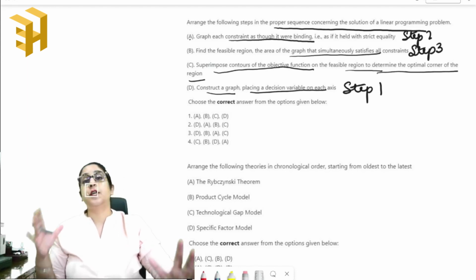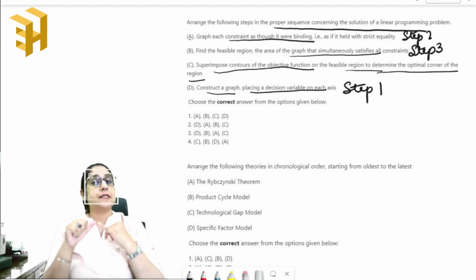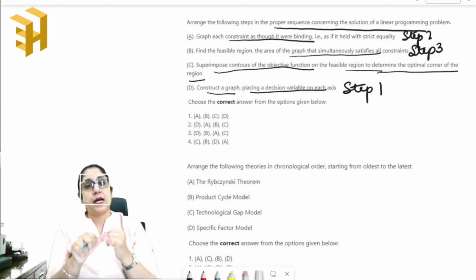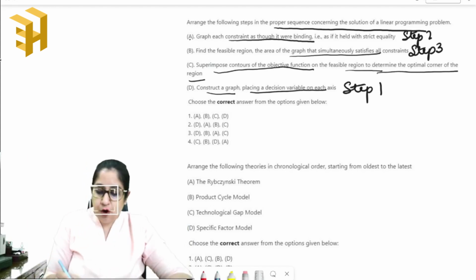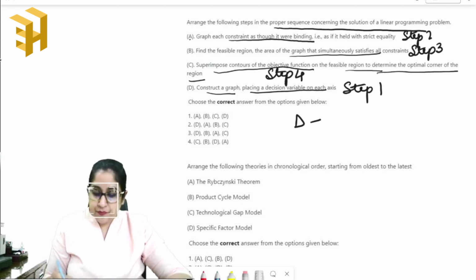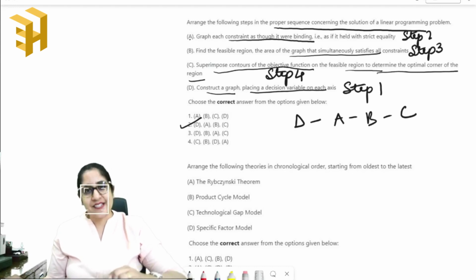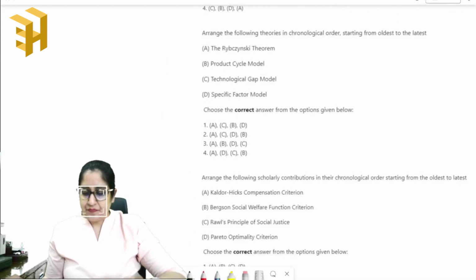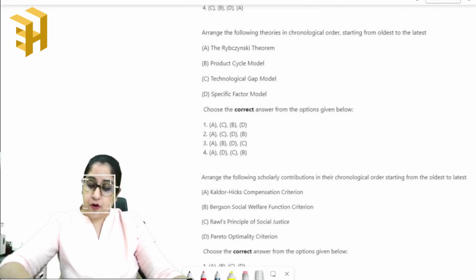And to determine the optimal corner of the region, or the optimal solution that satisfies all the constraints and maximizes or minimizes the objective function at hand, that will be your step 4. So the process would be like D, A, B, C, and similarly option 2 will be your right answer in this case. Okay.